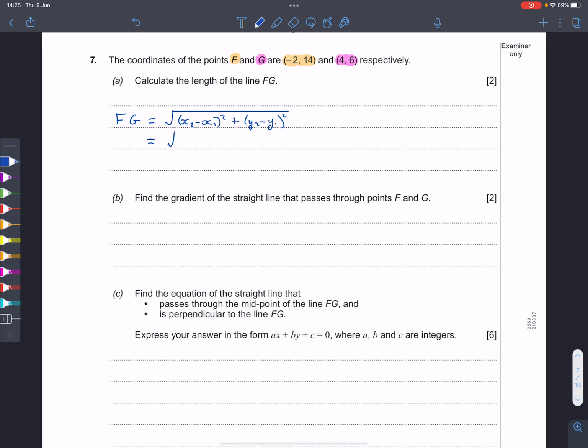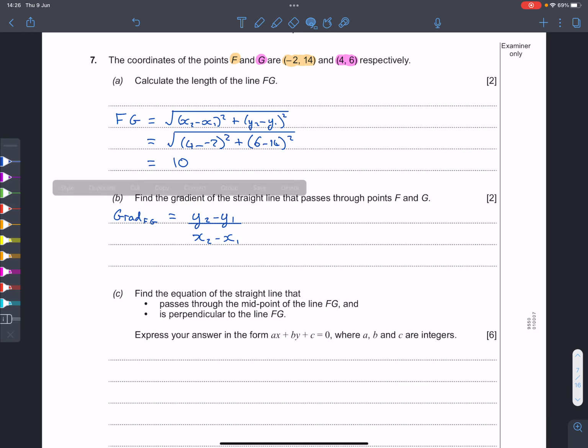So this is going to be the square root of, okay, x2 is going to be the 4, so I'm going to do the 4, take away negative 2, squared, plus 6, take away 14, all squared. And then you can go to your calculator and work this out. So you've got the square root of 4, take away negative 2, all squared.